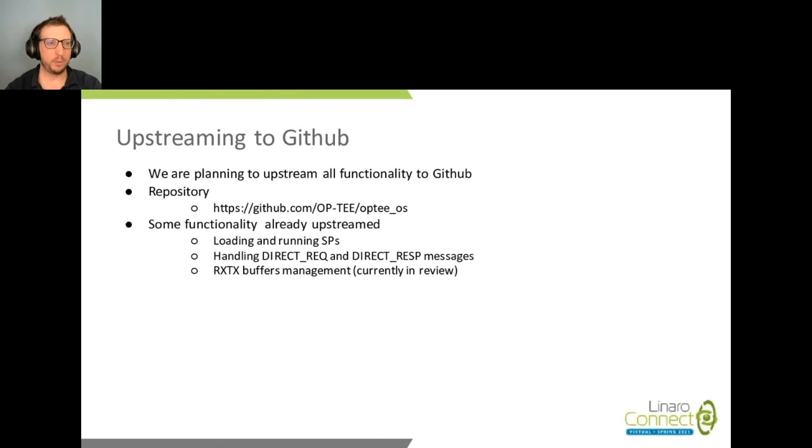So we are planning to upstream everything to GitHub. It does take a little bit longer to get everything there, so it's a step-by-step approach. But in the long run, ideally, we want to get everything into GitHub. It's the standard OP-TEE GitHub repository. At the moment, we have some basic functionality already there upstream, so we can load and run the SPs. We can handle the direct request and direct response messages, so you can send messages from the normal world to secure partitions and between secure partitions. The RX-TX buffer management is currently in review, and hopefully it will be merged fairly soon, and then I will start pushing more batches once that's done. Next slide, please.